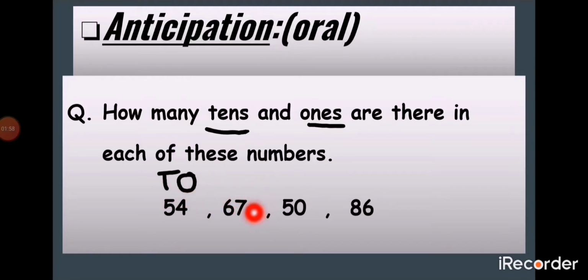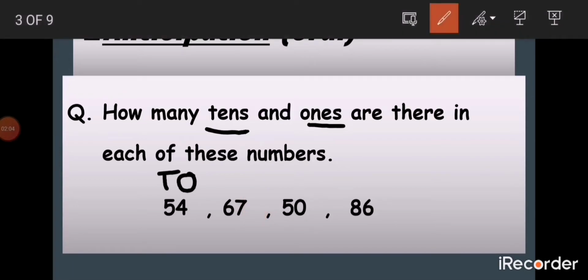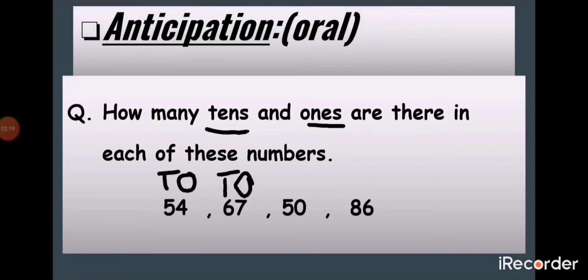Next number is 67. Again put the values first. The right side digit is 7. Put the first value on 7 and that is ones. So write capital O for ones. The next digit is 6. Write the second value, that is tens. Put T on 6 for tens. In this number 67, there are 7 ones and 6 tens.